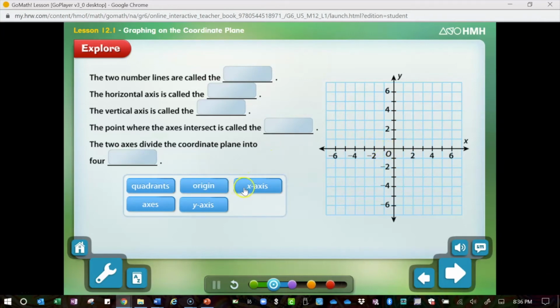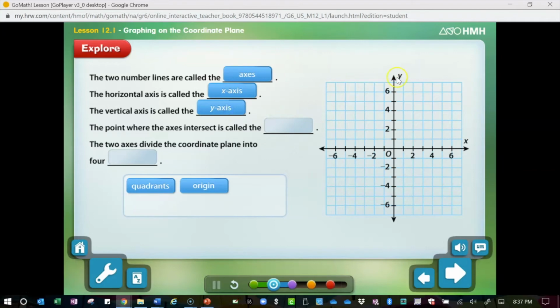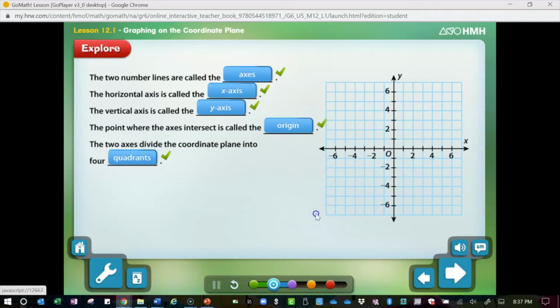The two number lines are called the axes. The horizontal axis is called the x-axis, and I can see that it is labeled on the coordinate plane. The vertical axis is called the y-axis, and I can see that it is labeled on this coordinate plane. The point where the axes intersect is called the origin. This is this space here. The two number lines intersect at 0. And the two axes divide the coordinate plane into 4 quadrants. So let's see how we did.